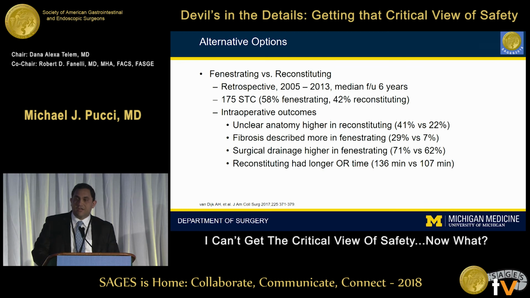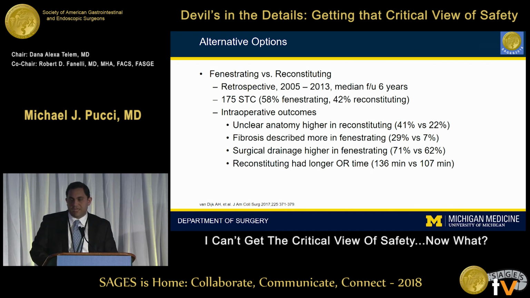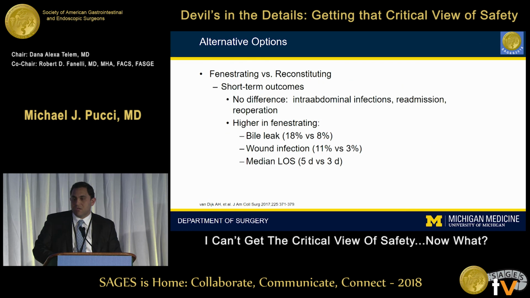They saw that unclear anatomy was documented at a higher rate in those that underwent a reconstituting subtype, whereas fibrosis was described more often in those that had a fenestrating. Surgical drainage was also more common in those that had fenestrating. And not surprisingly, reconstituting had a longer OR time because you're sewing that, or you're closing that stump.